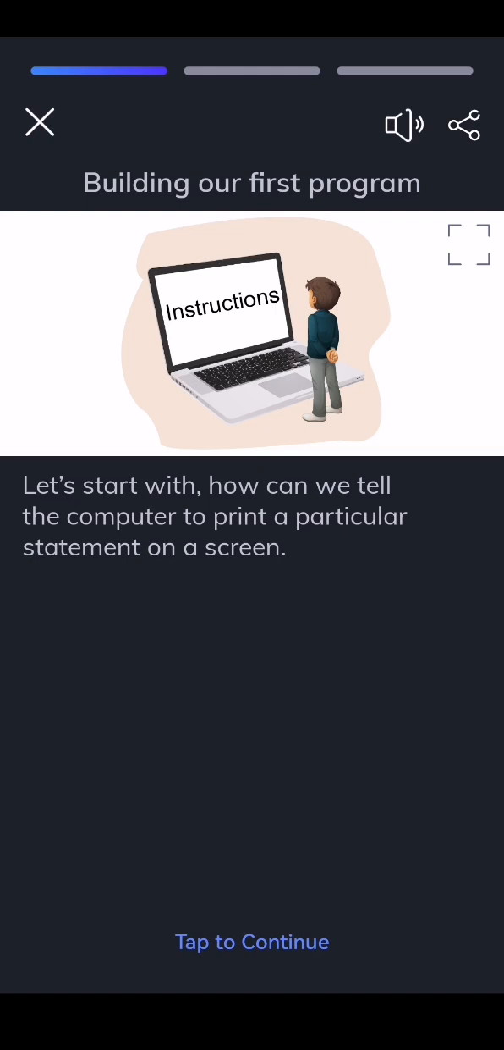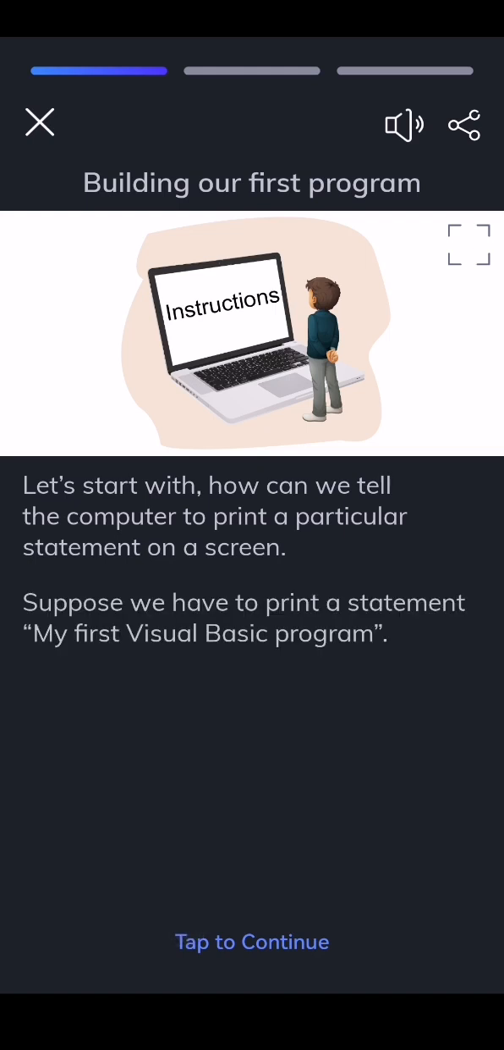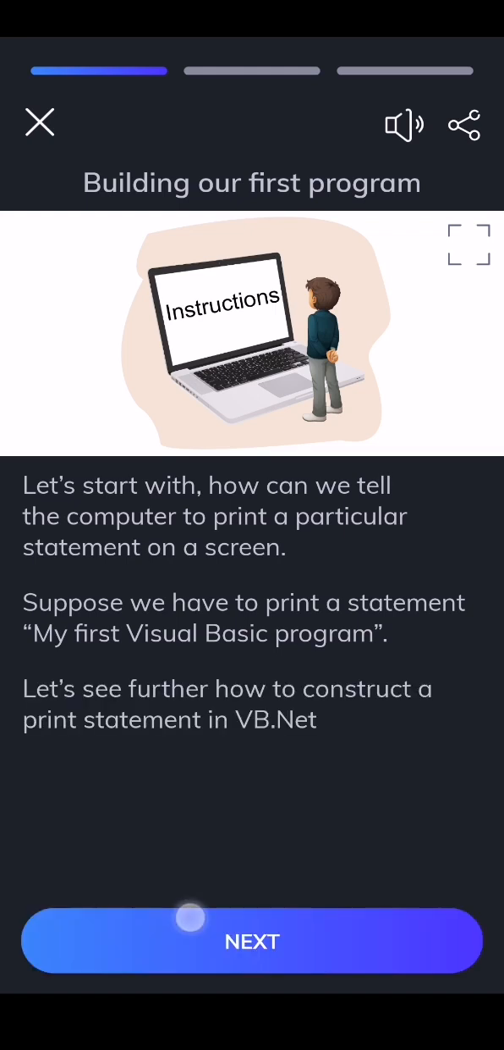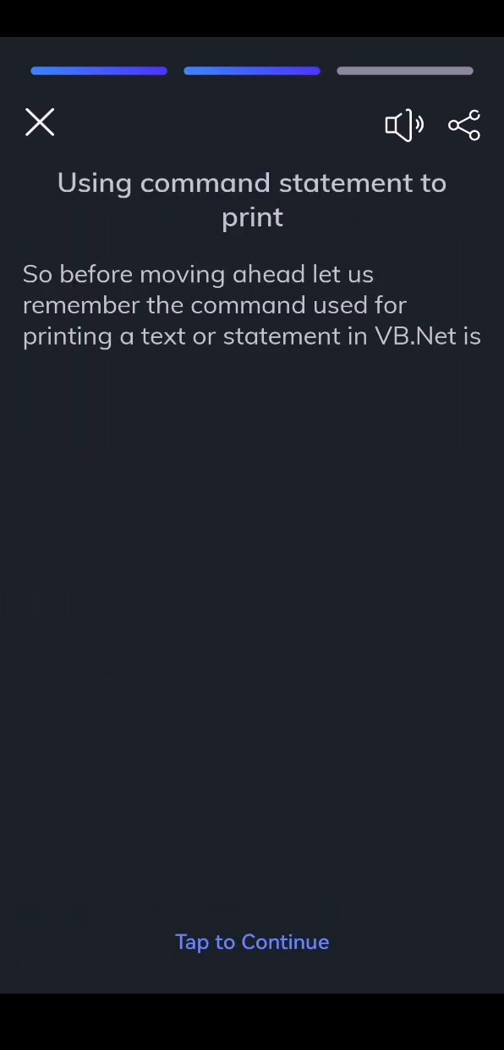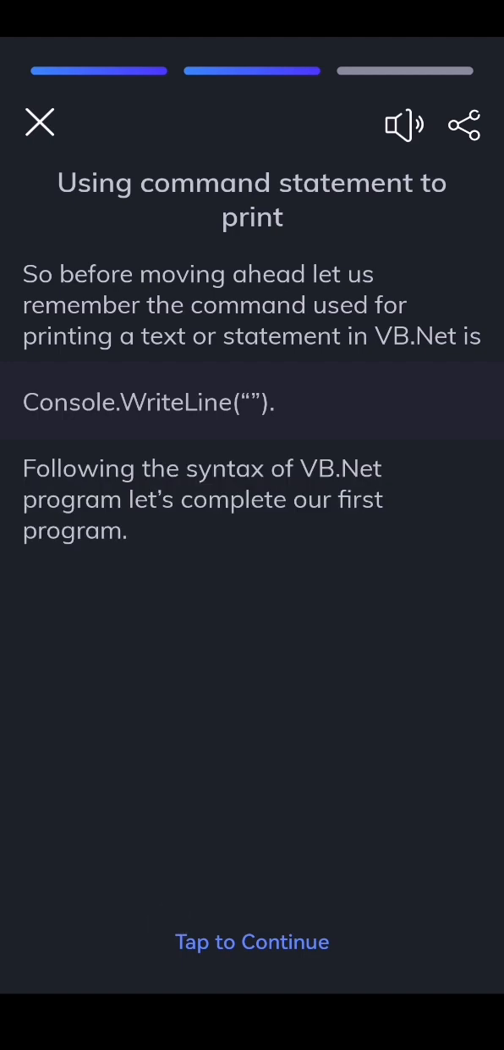Let's start with, how can we tell the computer to print a particular statement on a screen? Suppose we have to print a statement, my first Visual Basic program. Let's see further how to construct a print statement in VB.NET. So before moving ahead, let us remember the command used for printing a text or statement in VB.NET is. Following the syntax of VB.NET program, let's complete our first program.